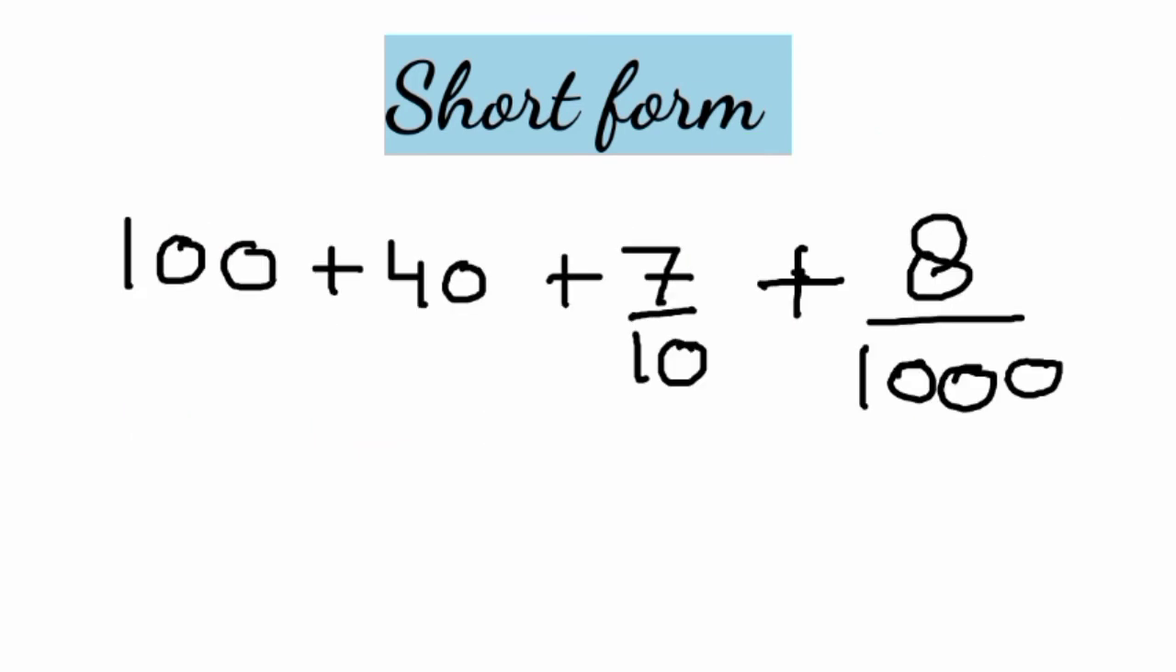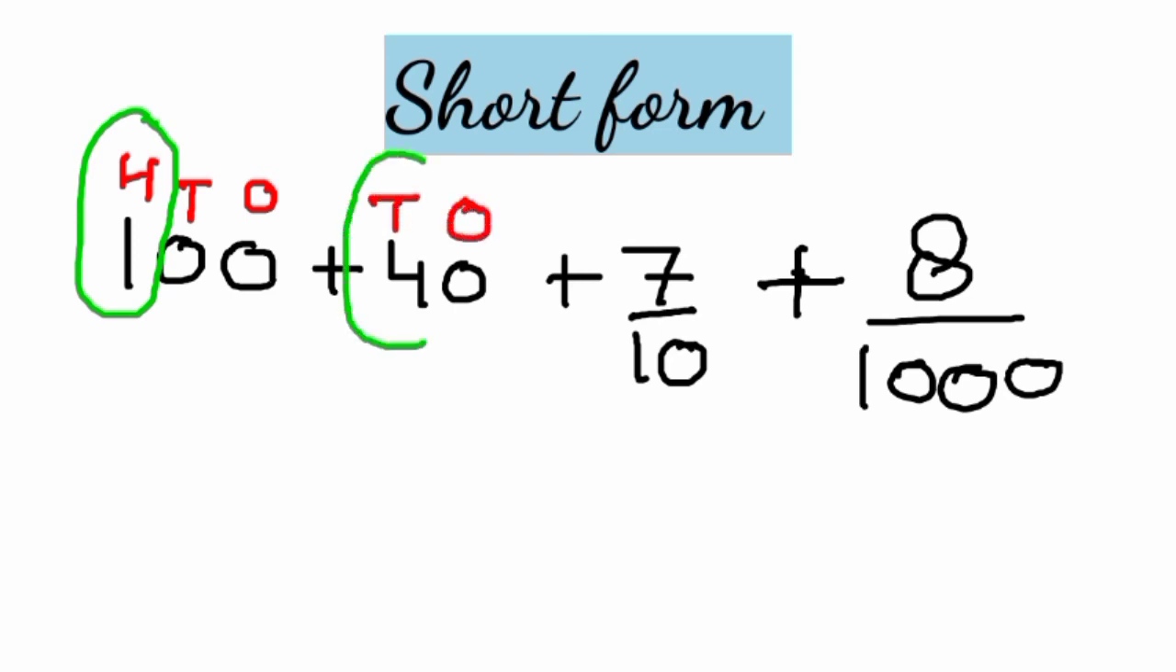Next part is 100 plus 40 plus 7 upon 10 plus 8 upon 1000. Firstly, check on which place these digits will be kept. This is ones, tens, hundreds. So this 1 will be at hundreds place. This 4 ones, tens. This 4 will be at tens place. 7 upon 10. 7 upon 10 means this will be after decimal, and at which place? 10th place. Right? Next is 8 upon thousands.